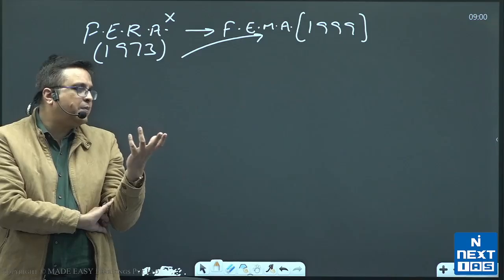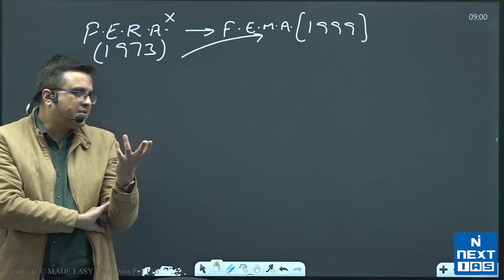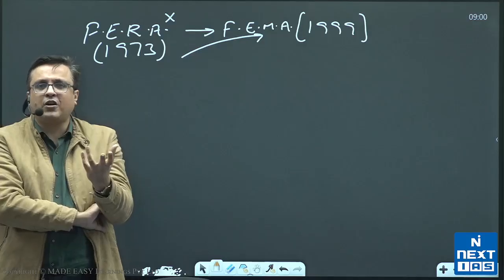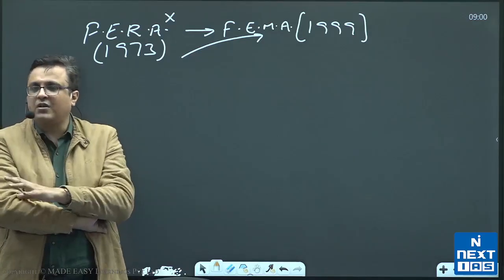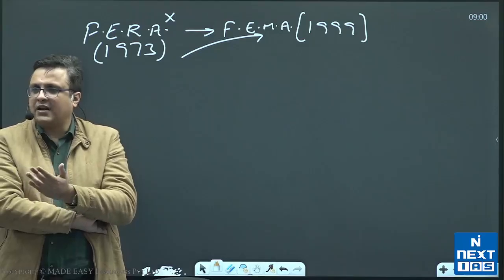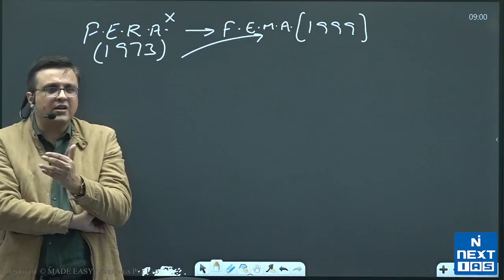FERA or MRTP kind of acts are like that. It creates scope for money exchanging hands. It creates scope for wrong certificates being made, and so on and so forth. You understand that? So this is the challenge that you create by trying.